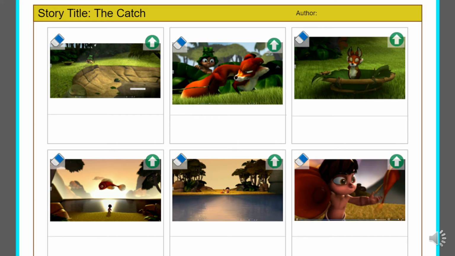So on Purple Mash, this is what it'll look like. And you'll be writing in the little text boxes at the bottom, answering the questions that I'm going to go through now. So the more information that you put in, the more it will help you when you're actually retelling the story and writing it into the different paragraphs.